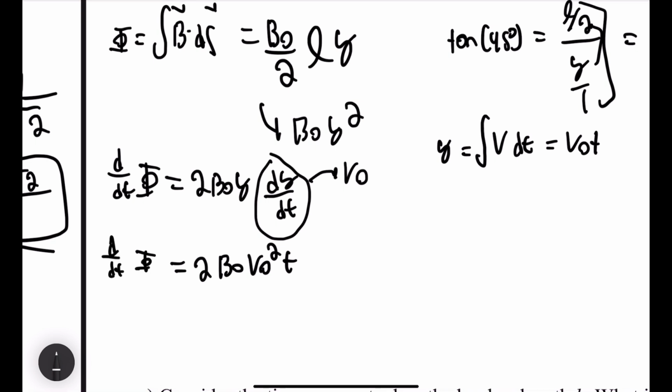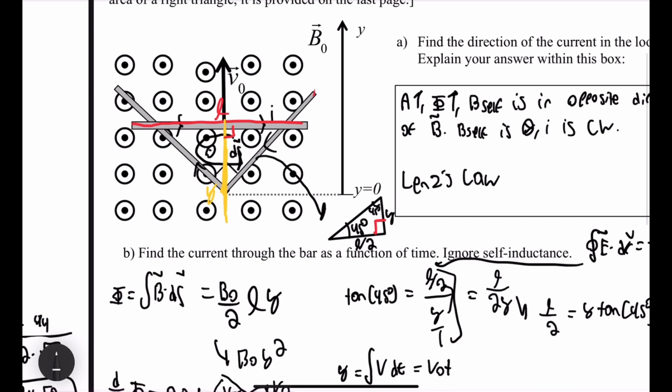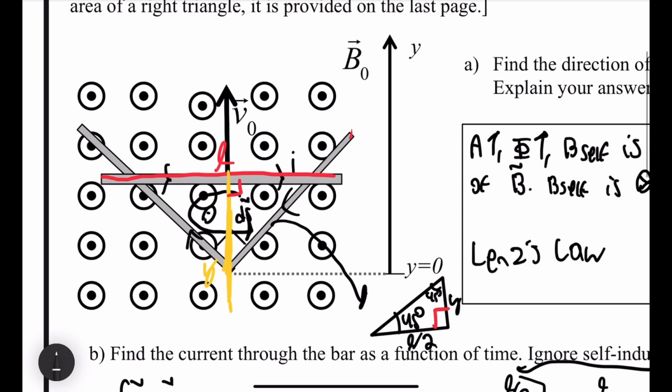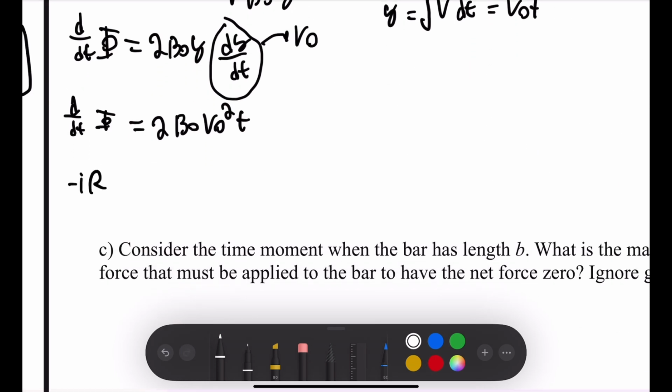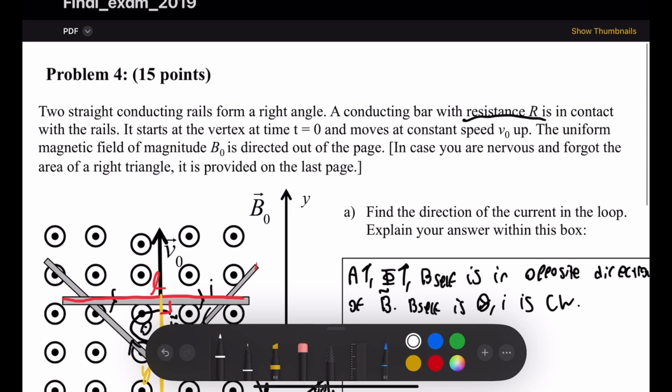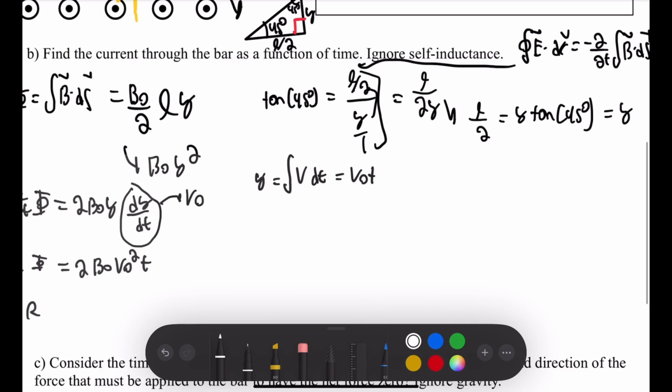And now we just have to put everything together. So if I go around my loop, I'm going like this, right to the left. But current is going to the right. So I'm going to have negative IR, right? And negative IR because the rod has a resistance R.